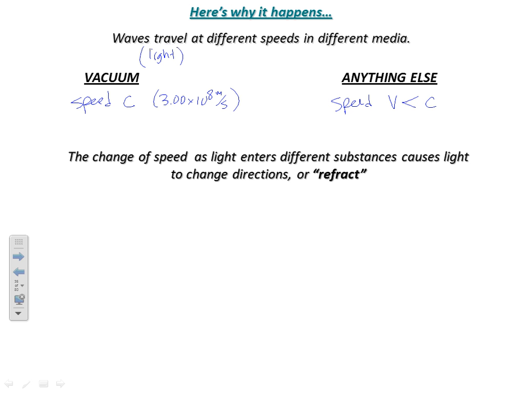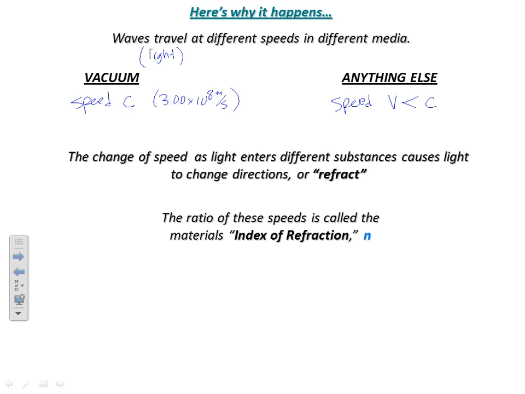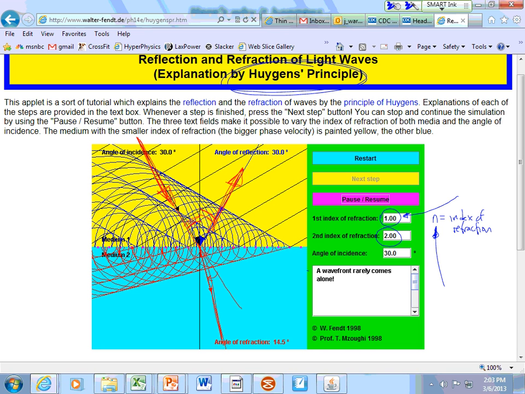And how much less it is is how we define what we call the index of refraction of any substance. Because the wave changes speed when it goes from one substance to another, it also ends up changing direction. Now, the ratio of these two speeds is what we call the index of refraction. Remember medium 2, let me show you again. Medium 2 down here, where the wave traveled twice as slow, or half as fast, has an index of refraction of 2.